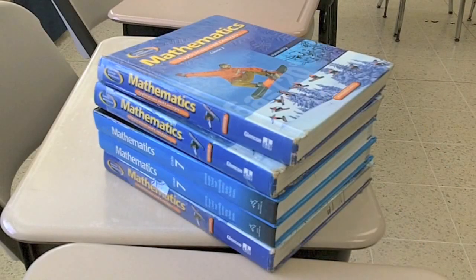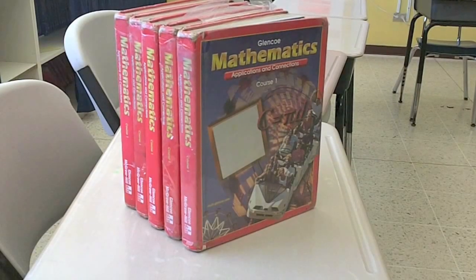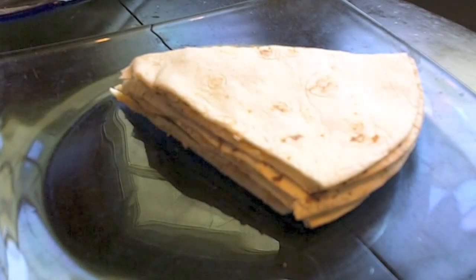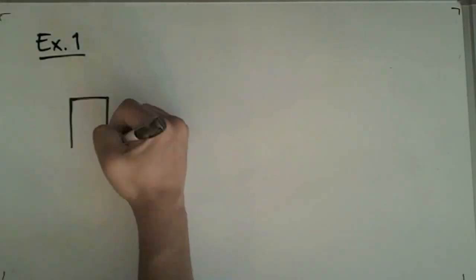Let's look at some physical examples. This stack of books is like a rectangular prism, with the covers being the sides that are parallel. You can see another stack of books where the front and the back of the stack are the parallel sides. You could even use quesadillas for a triangular prism. I think we're ready for some example problems. Let's go ahead and try some out.